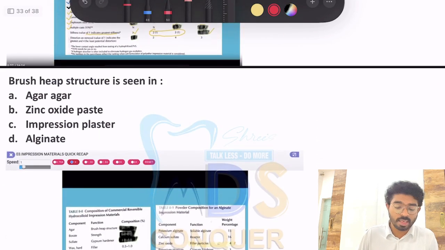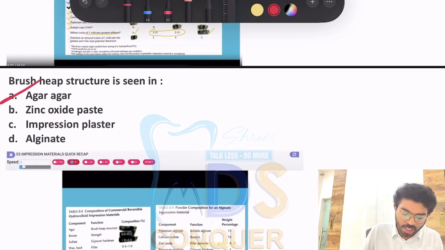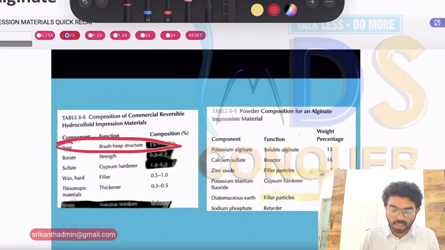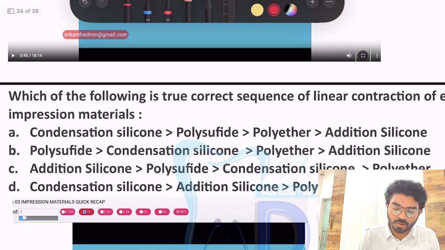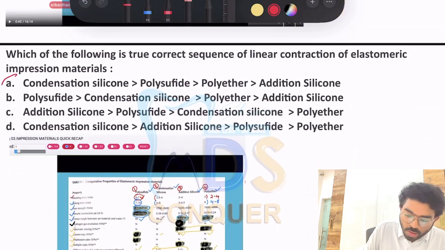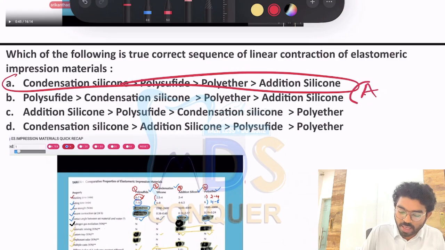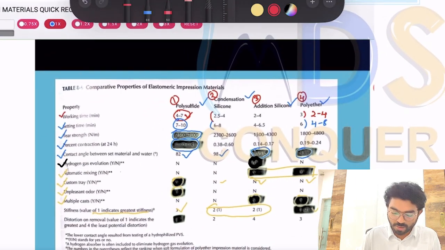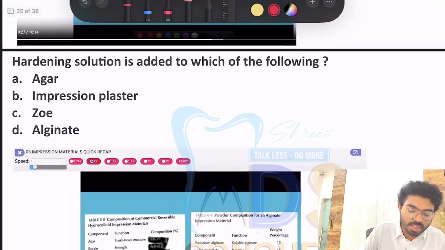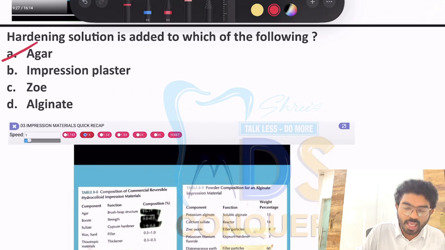Brush heap structure is seen, straight away, again from the same video. Next one: which of the following is the correct sequence of linear contraction of elastomeric impression materials? Option A, straight away again from the same video. Most of you are familiar. Hardening solution is added to agar, again from the same video.